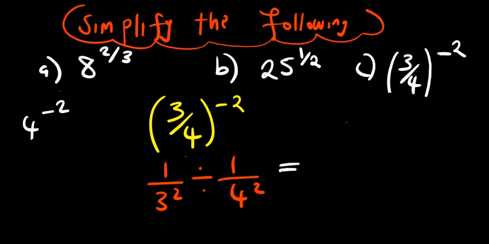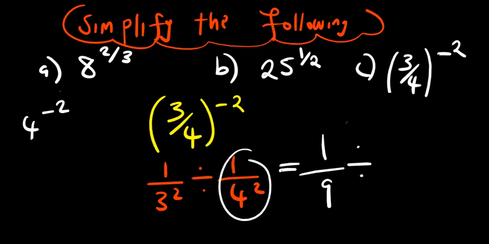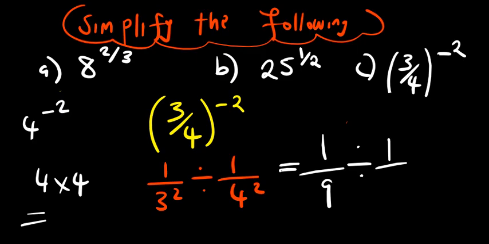Let's solve this first one, 1 over 3 to the power 2. It means 3 times 3. 3 times 3, what does it give us? It gives us a 9. Then don't forget you have a division here. On the other side we've got a 1 divided by 4 to the power 2. What does 4 to the power 2 give us? 4 to the power 2 means 4 multiplied by 4. 4 by 4 gives us a 16. So we have a 16 there.